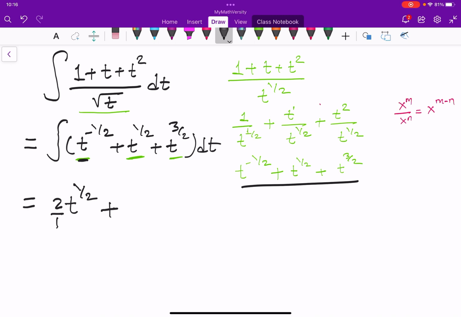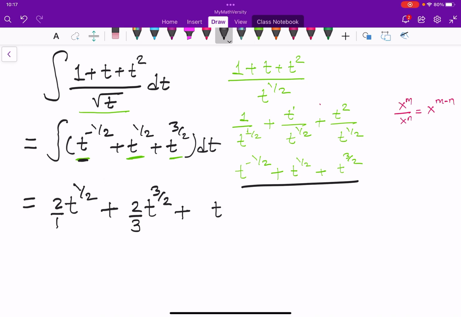Let's play with the second term. We have t to the power 1/2, so its antiderivative would be t to the power 1/2 plus 1, and 1/2 plus 1 means 3/2. Then don't forget to multiply by the reciprocal of that, so we have 2/3 t to the power 3/2 as the antiderivative of the second term.